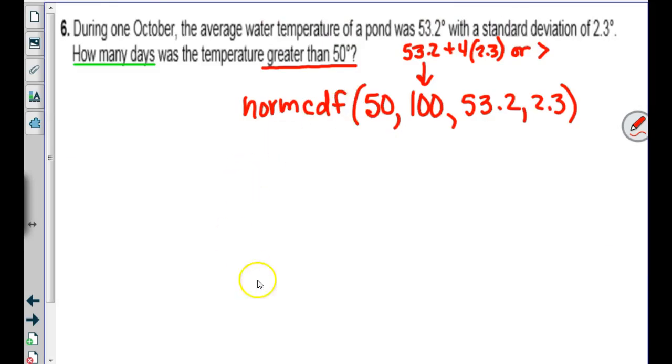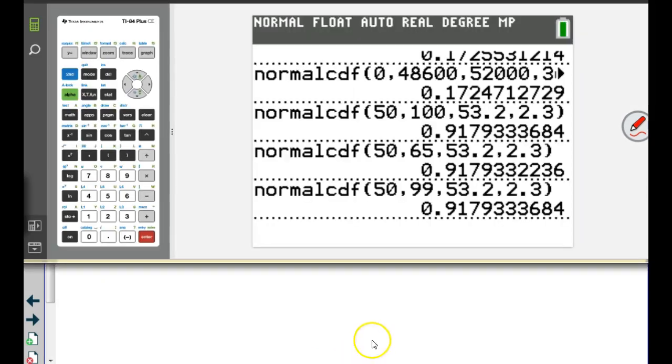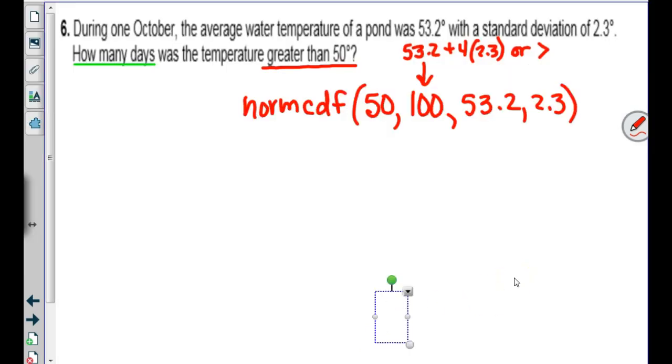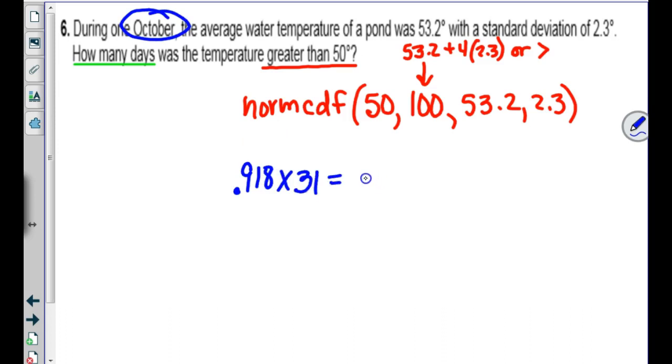Okay. Oh, what was the number though, Hofbauer? 0.918 roughly. Okay. Is that the answer they want? What do they want? That's the number of days. So this is about 92% of the days. How many days does October have, guys? 31, because it's Halloween, right? 28.5. So around 28 or 29 days.